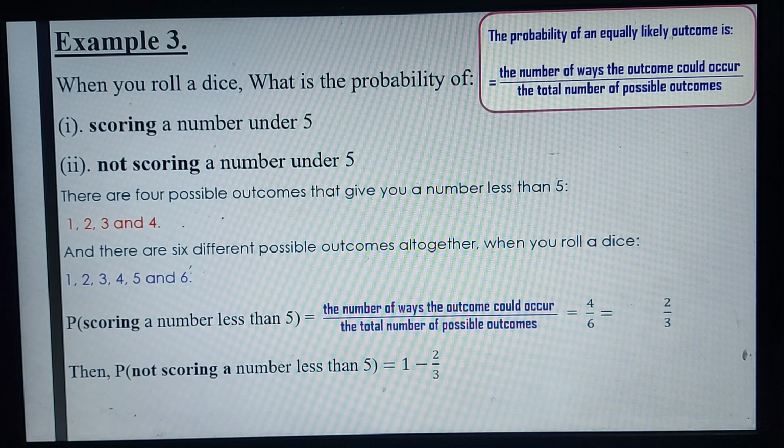Now the probability of not scoring a number less than 5, in this case, is the same thing we discussed in the previous slide, because one of the outcomes is the opposite of the other outcome. So since you've been able to calculate the probability of scoring a number less than 5, to get the probability of not scoring a number less than 5, you simply subtract 2 over 3 from 1, and that gives you 1 over 3.